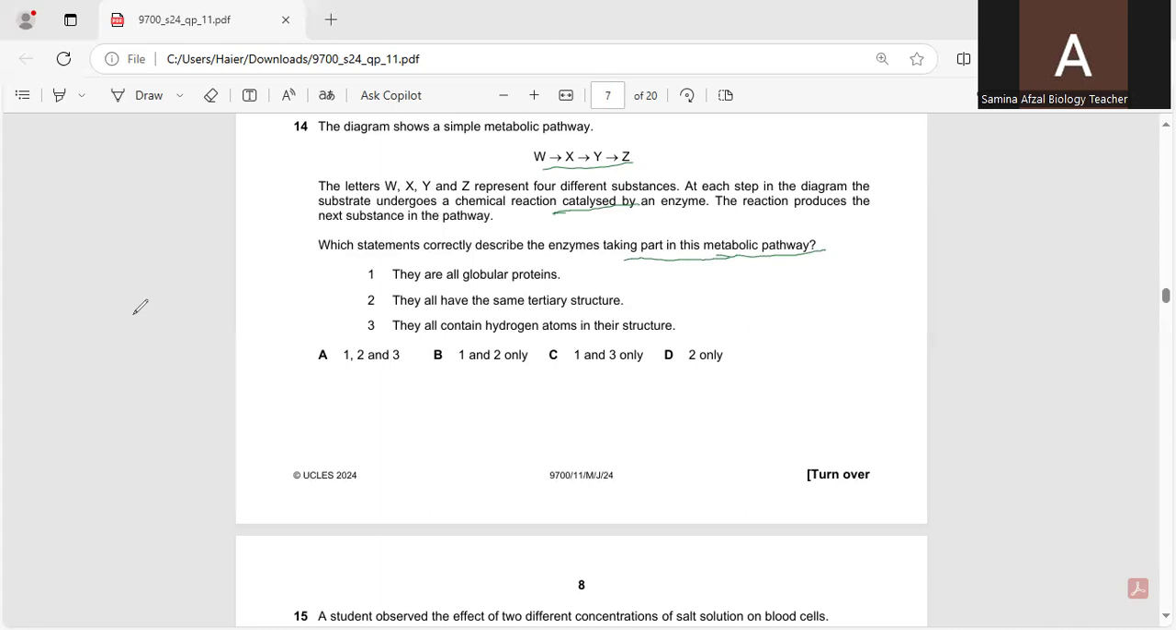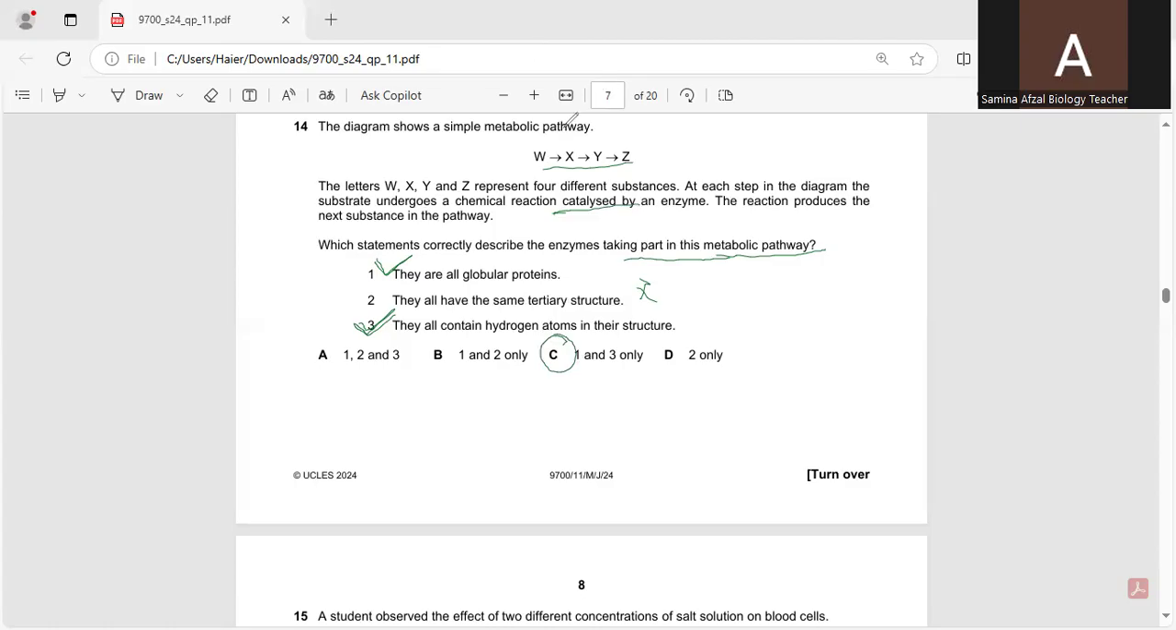They all are globular proteins. Yes, all are globular proteins, so this is the correct statement. And then, they all have the same tertiary structures? No, they will not have the same tertiary structure. They have different active sites according to their substrate. So this is not the correct statement. They all contain hydrogen atoms in their structure. So this is the correct statement. So according to these two correct statements, statement number 1 and statement number 3, C is the correct option.